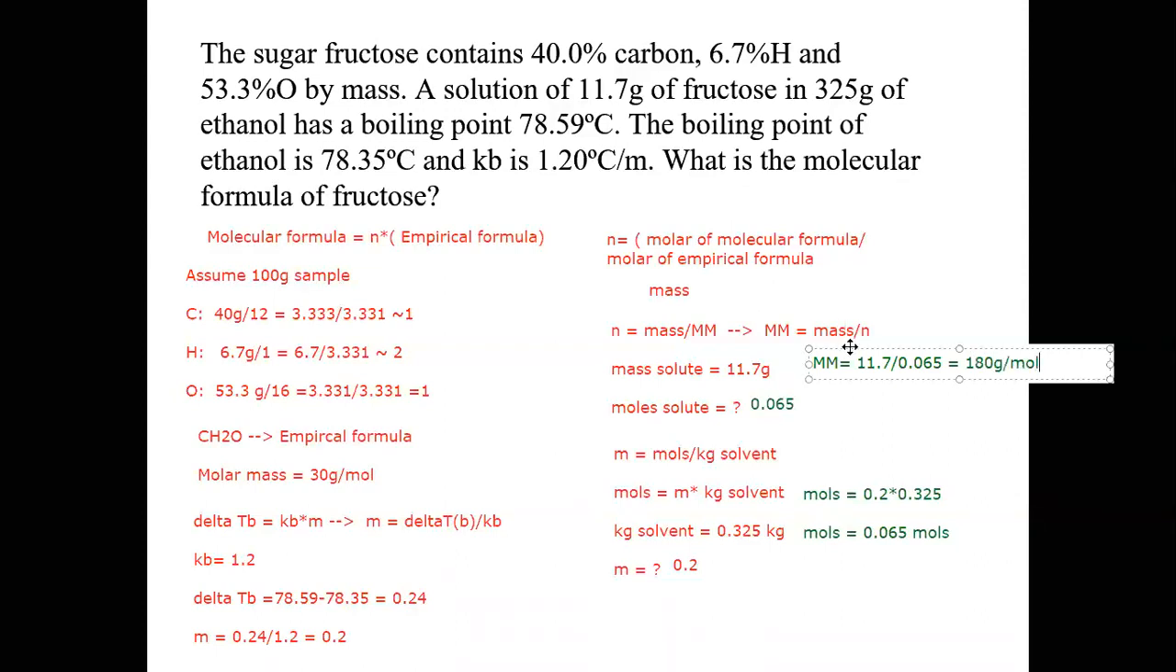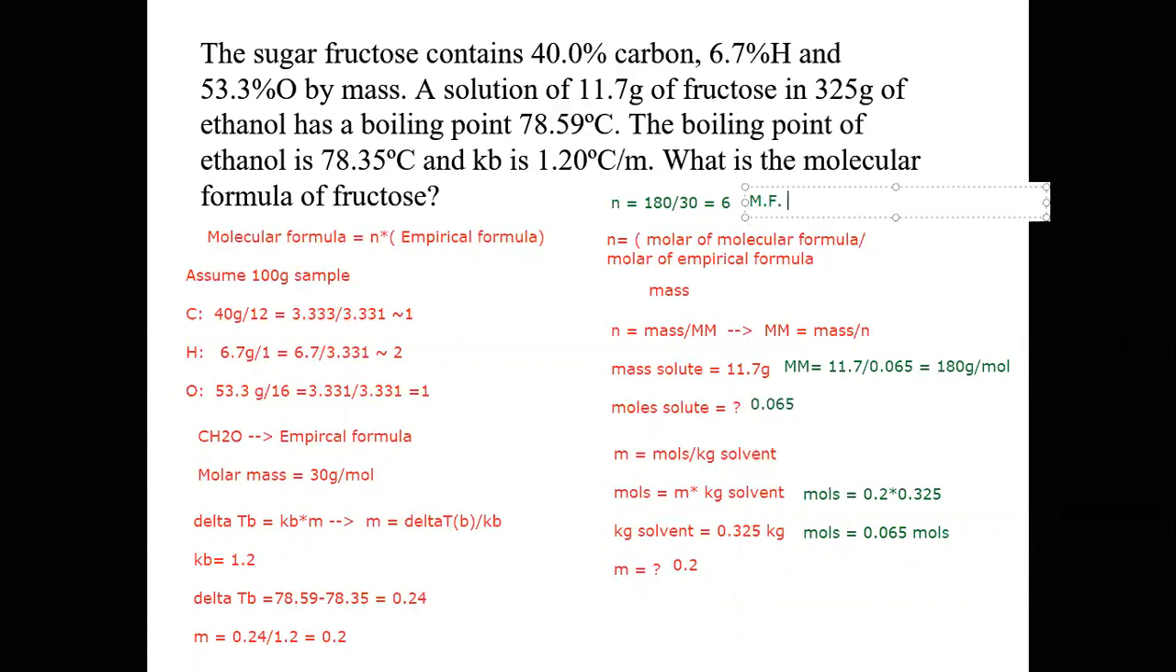Now this is the molar mass of the molecular formula, and we have the molar mass of the empirical formula. So now we can calculate N. N is equal to 180 divided by 30, which equals 6. So to find the molecular formula, we take 6 times CH2. So we get C6H12O6. And that is the molecular formula of this fructose.